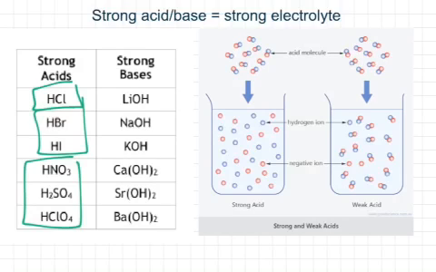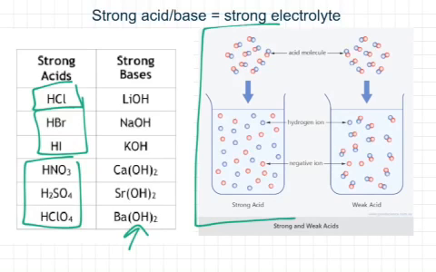Strong bases are a little bit easier. Anything that has a hydroxide on it is directly considered a strong base. So if you see hydroxide on a molecule, you can consider that to be strong. And what strong means, again, just to emphasize, here's the difference.